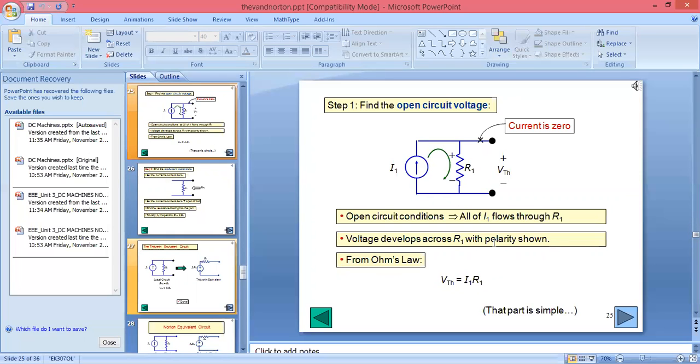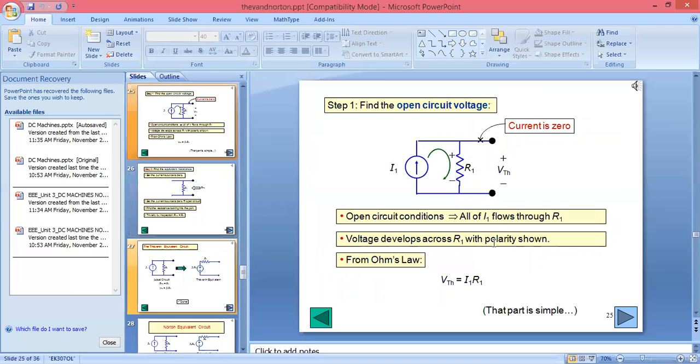It means we can convert a Thevenin circuit into a Norton circuit, or a Norton equivalent circuit into a Thevenin, by using source transformation, because directly we can use Ohm's law to define the value of voltage if the current is given, and if voltage is given, we can find the value of current as V by R.